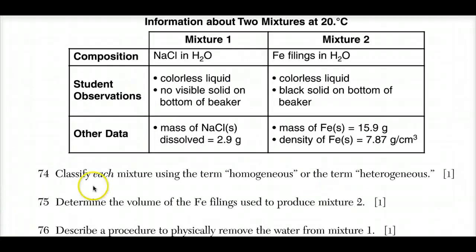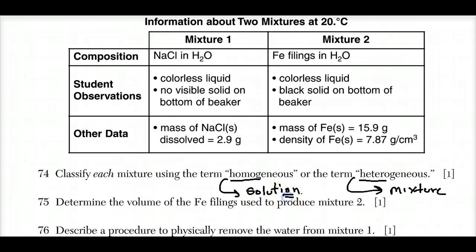Number 74. Okay, number 74, classify each mixture using the term homogeneous or heterogeneous. Now, homogeneous means the same throughout. Hetero is different throughout. Now, heterogeneous matter can only be a mixture. All right, and mixtures can be homogeneous if they are solutions. And a solution means they completely dissolved.